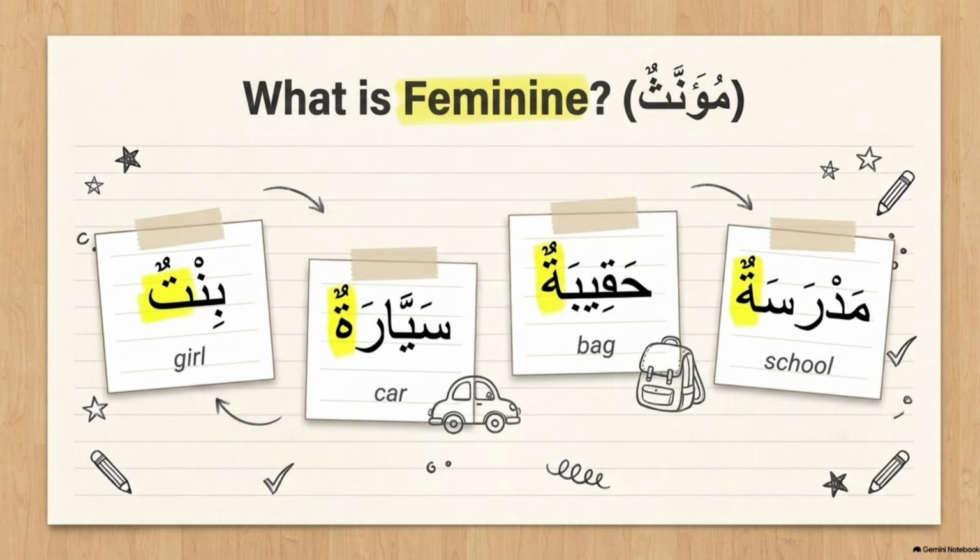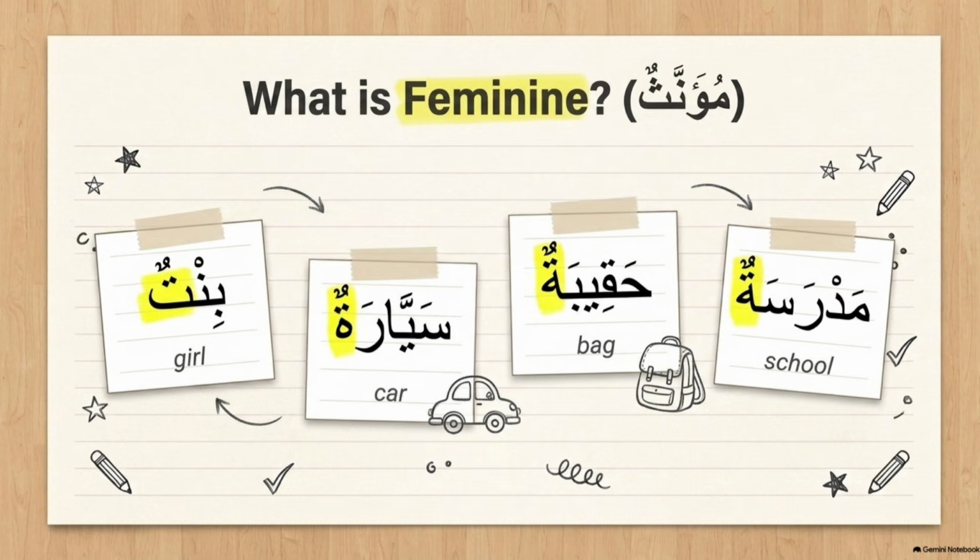And that naturally brings us to the other half of the language, feminine nouns. The Arabic term for feminine is mu'annath. Let's practice that together. Mu'annath. We have bint, which means girl. But I want you to notice the next three words, sayyara for car, haqiba for bag, and madrasa for school. Take a really close look at the very end of those last three words.